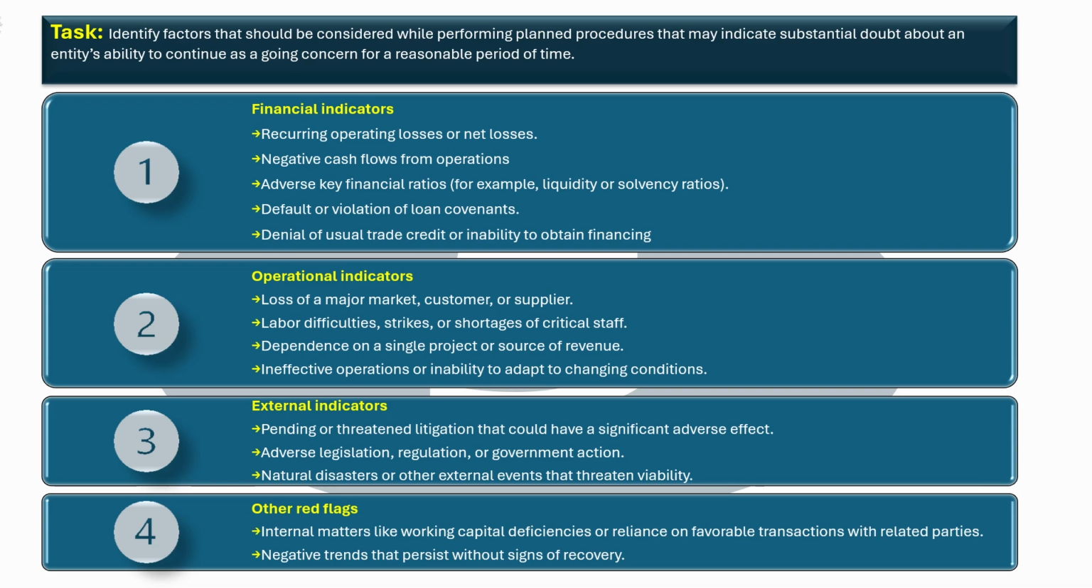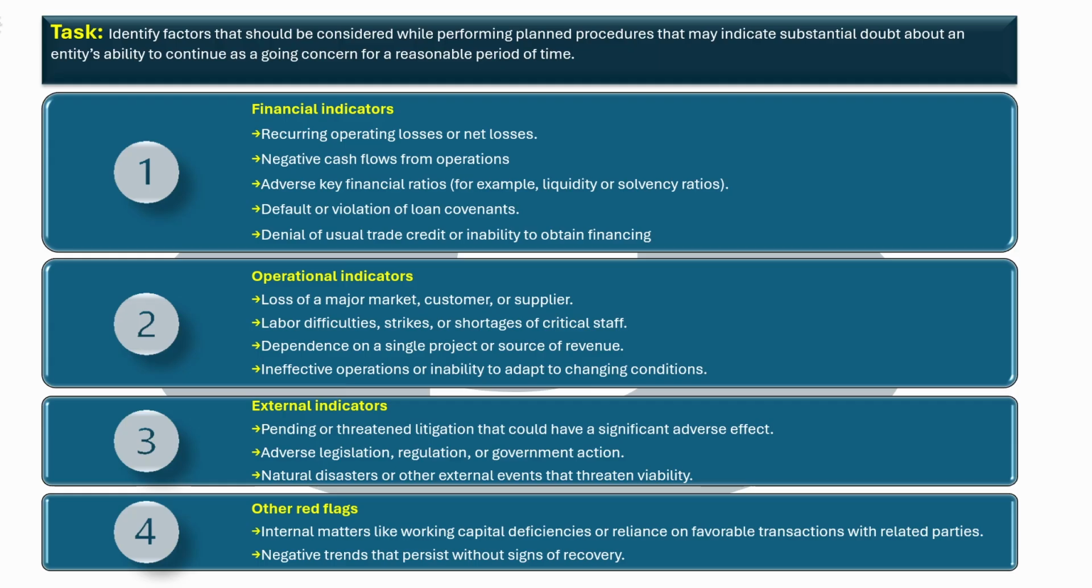2. Operational indicators. Loss of a major market, customer, or supplier. Labor difficulties, strikes, or shortages of critical staff. Dependence on a single project or source of revenue. Ineffective operations or inability to adapt to changing conditions.